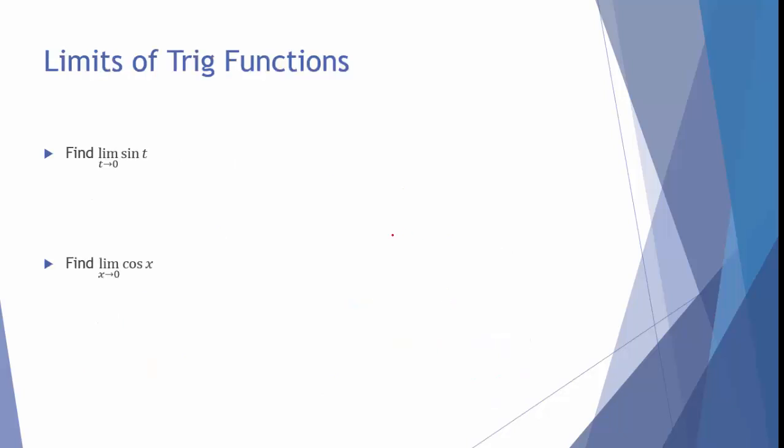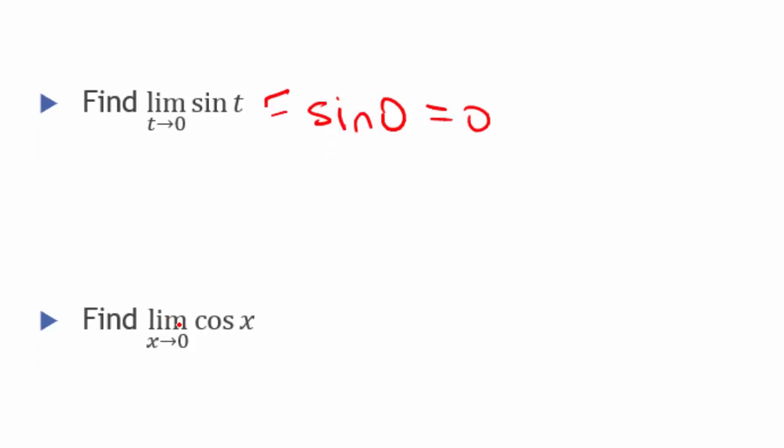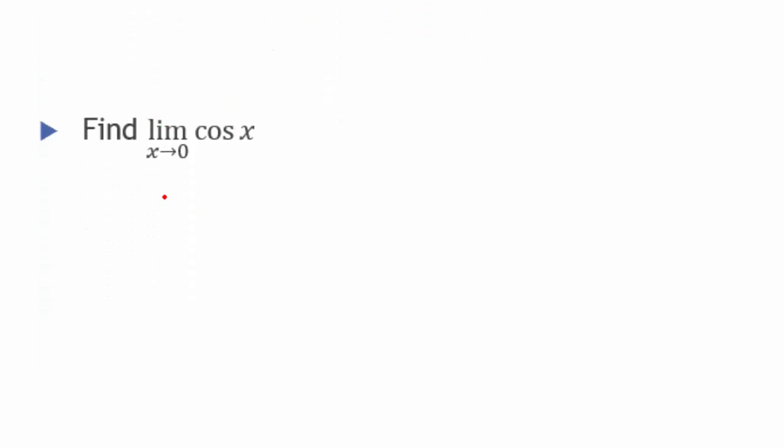Let's take a look at a couple of limits. Just to warm us up, let's keep in mind, if we want to find the limit as t approaches 0 of sine t, sine t is continuous at 0, so it's eligible for direct substitution. This is literally just the sine of 0, also known as 0. If you're looking for the limit as x approaches 0 of cosine x, it's also continuous at 0, so this will be the cosine of 0, also known as 1. Those we're used to.